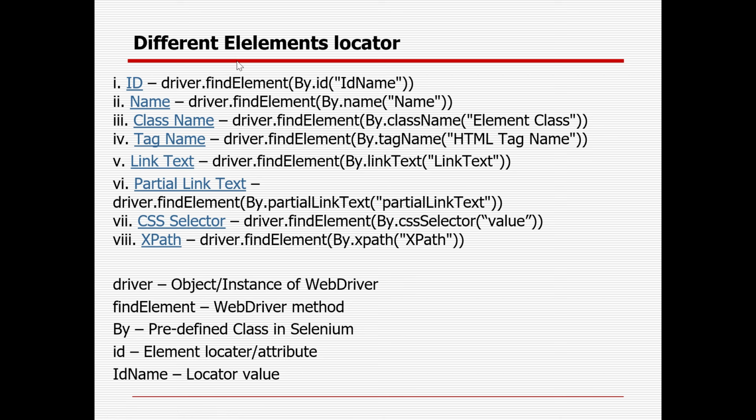Link text means you need to give the full text of the link. Partial means suppose the link is very big, you can give a unique partial part so that it will work. And in case you are still not able to identify the element by any of the six, you can go with CSS or XPath. The system will give you some default CSS or XPath, but there is an option to create your own customized XPath and CSS. That I'll cover in the next session, where you can get complete visibility about these attributes and all the different element locators.